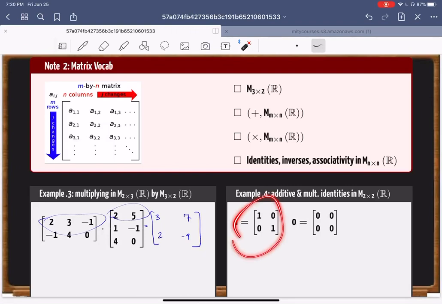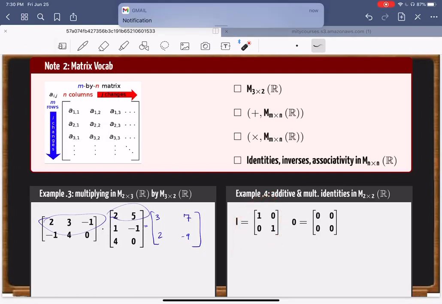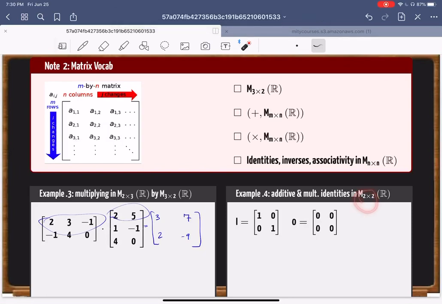Of course, the identities are easy, and these identities are usually just referred to when we have square matrices. Square means the number of rows and the number of columns are the same. This is the additive identity. It doesn't change anything when you add to it. This is the multiplicative identity. It won't change anything because it'll just take one of the first row and one of the second row, so it'll just leave it alone.